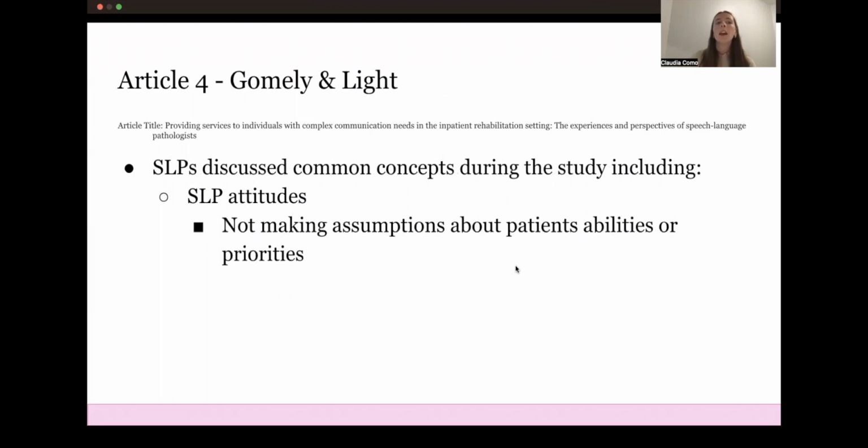In Article 4, SLPs used a focus group and data was collected, and SLPs discussed common concepts during the study. One thing they all talked about was SLP attitudes, and how they wanted to place an emphasis on the importance of not making assumptions about patients' abilities or priorities. So looking at their levels and not assuming that they won't be able to use a certain device, but also not assuming that they're going to prioritize photo images when maybe they might like cartoons.